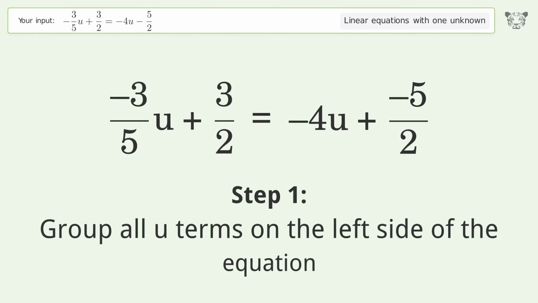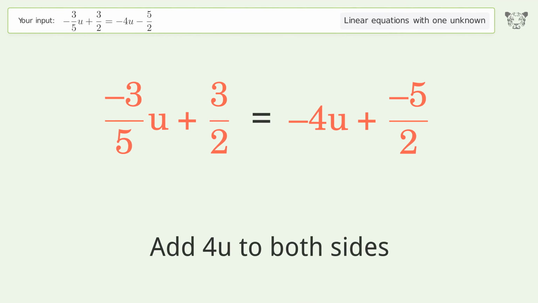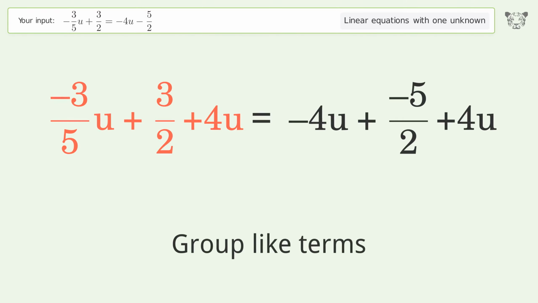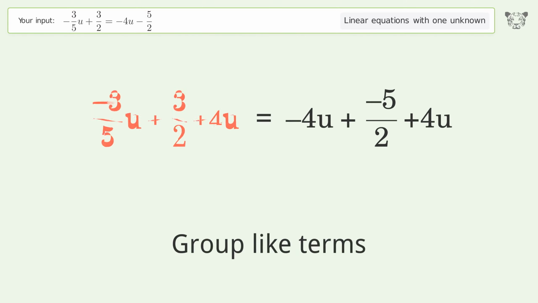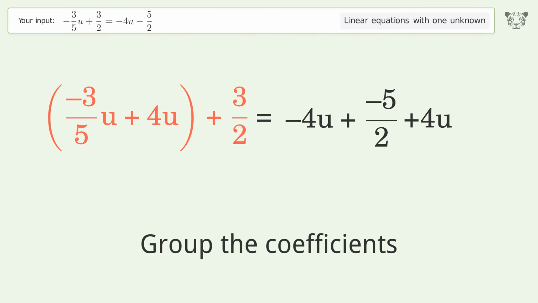Group all u terms on the left side of the equation. Add 4u to both sides. Group like terms. Group the coefficients.